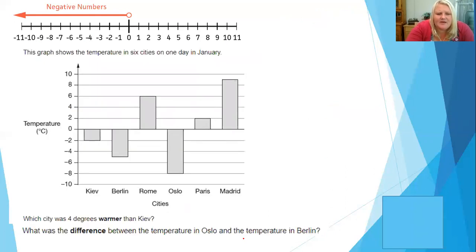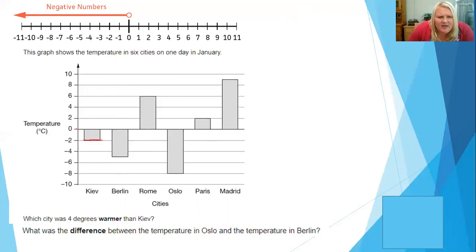Okay. Now we can also look at them in graphs. We've looked at tables, now we're going to have a look at graphs. This graph shows the temperature in 6 cities on one day in January. So we've got 6 cities on our graph. Which city is 4 degrees warmer than Kiev? Right, so there's Kiev.